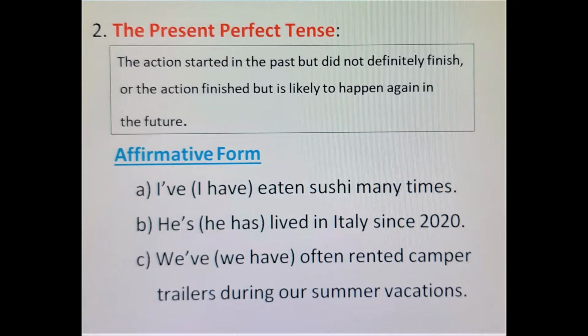Now let's look at the present perfect tense. We use the present perfect tense when the action started in the past but did not definitely finish, or the action finished but is likely to happen again in the future. Let's look at the affirmative form. A. I've eaten sushi many times. Repeat.